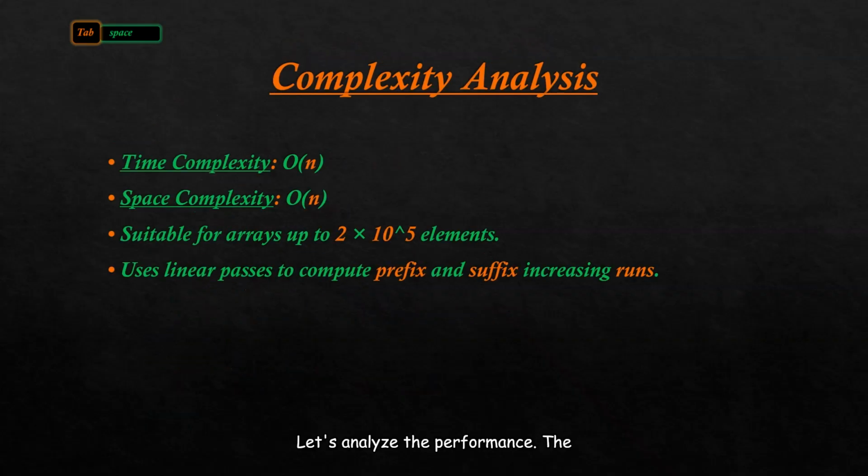Let's analyze the performance. The algorithm scans the array twice, once forward and once backward. Therefore, time complexity is O(n). We store two helper arrays, making space complexity O(n). This makes the approach fast and scalable, even for inputs up to 200,000 elements.